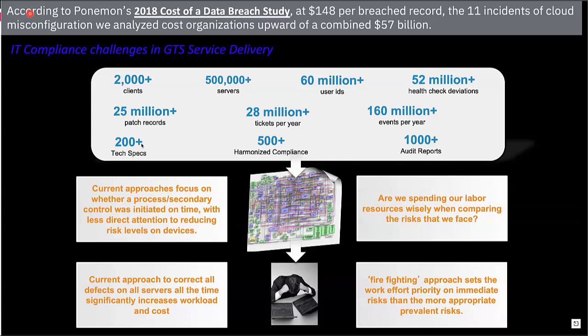And how are we doing as a service provider? I'll give some data points from two years ago from GTS service delivery. We manage the security and compliance for over 2,000 clients and oversee 500,000 servers. We're managing more than 60 million user IDs, and yearly more than 52 million health check deviations we're trying to handle and remediate. And from a patch perspective, 25 million plus patch records are created every year.